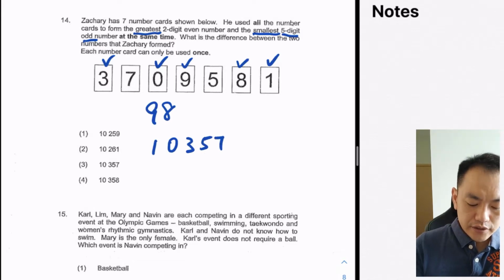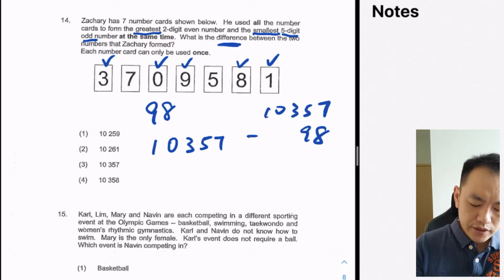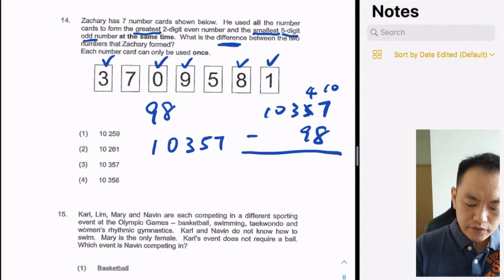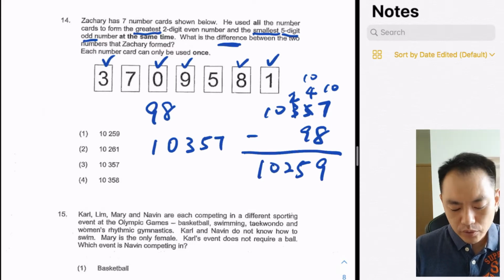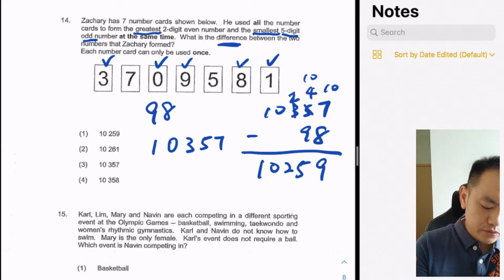Okay, and then the question is asking the difference between the two numbers, which means you need to do the subtraction. So 10357 minus 98. 7 minus 8, not enough, you need to borrow 1 here, so this is 4, 10, 10 minus 8, 2, 2 plus 7, 9. 4 minus 9, not enough, so we borrow 1 from here, 10, 10 minus 9, 1, 1 plus 4, 5. So this should be 2 here, and then it will be 2, 0, 1, so the difference is 10259, which is 1.